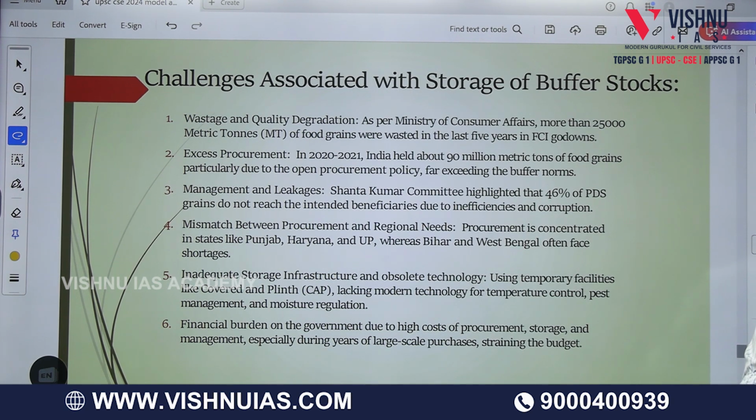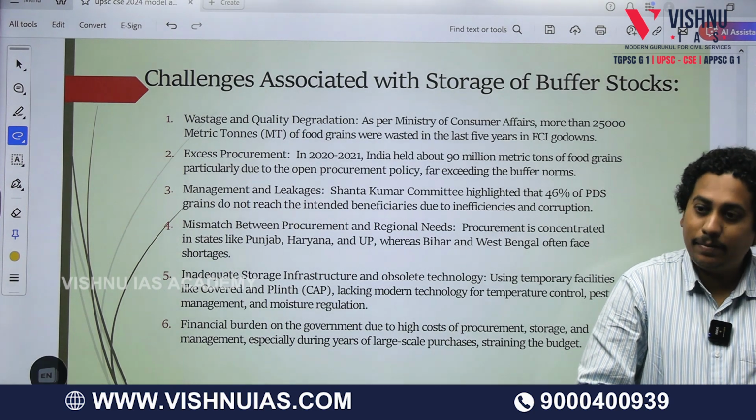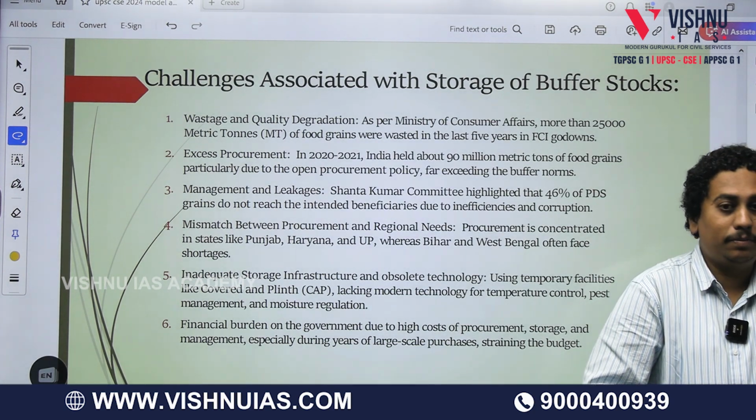TPDS means targeted public distribution system, targeting the real audience, because ultimately the problem here is that beneficiaries are being identified by the states. Right? Who identifies the PDS beneficiaries? Who issues the ration cards? States only. Identification of beneficiaries is done by the state, that is another problem.